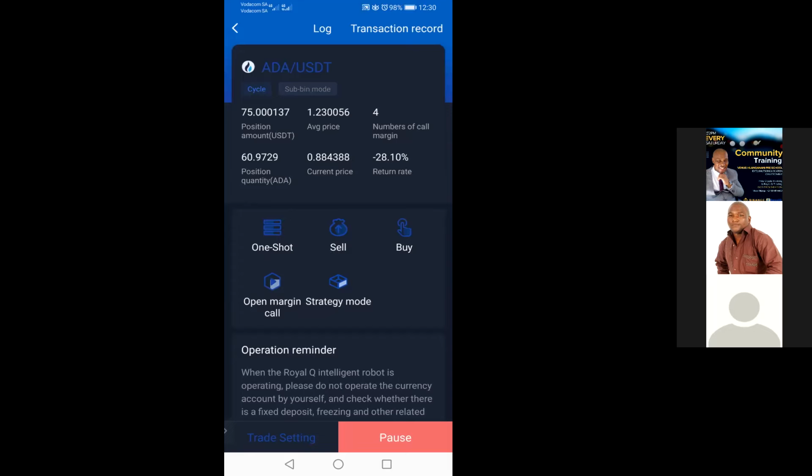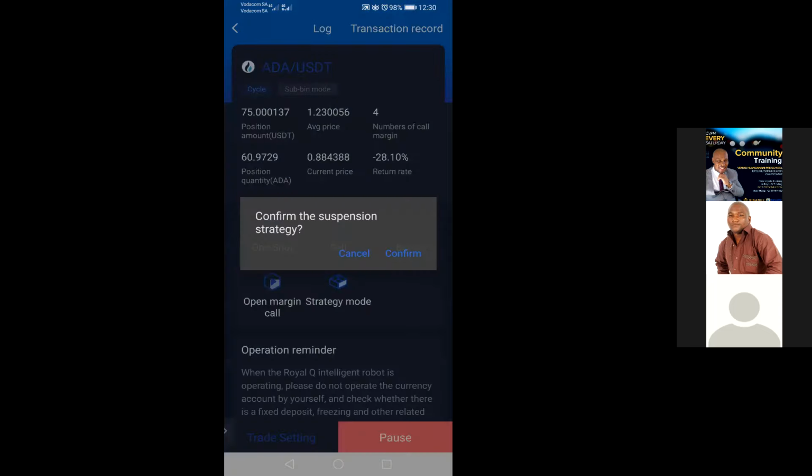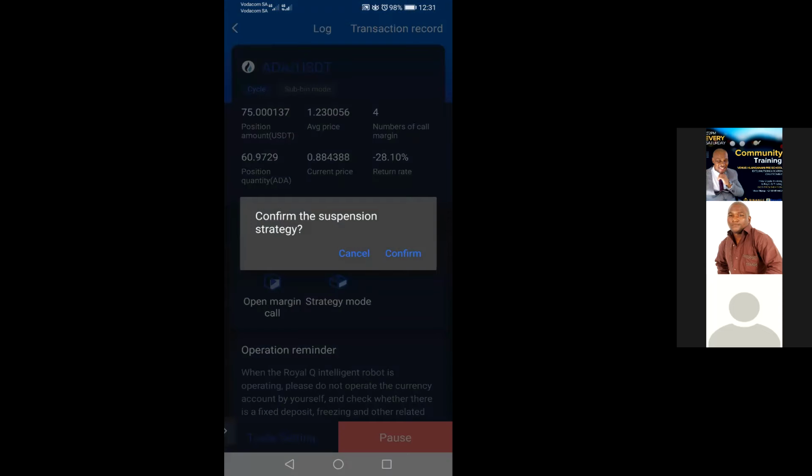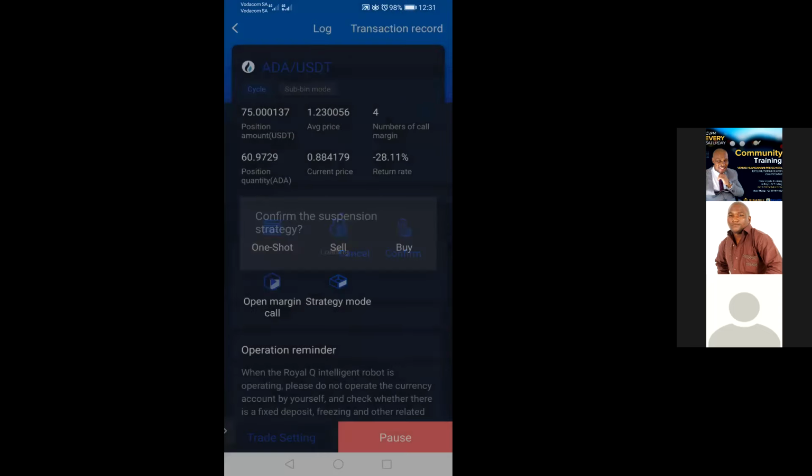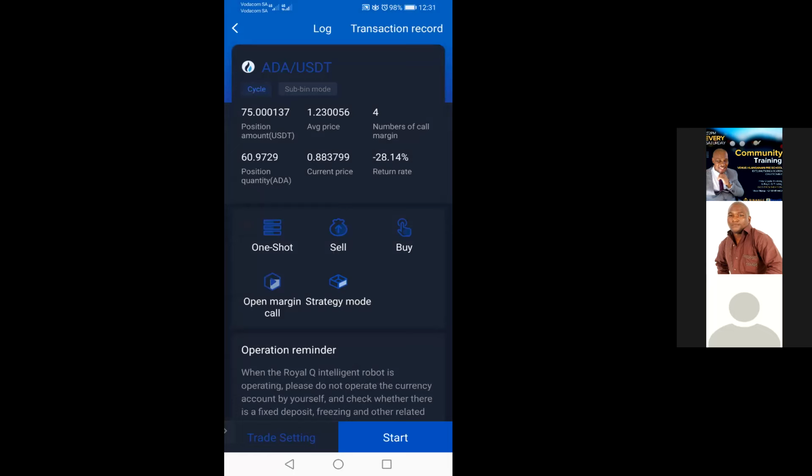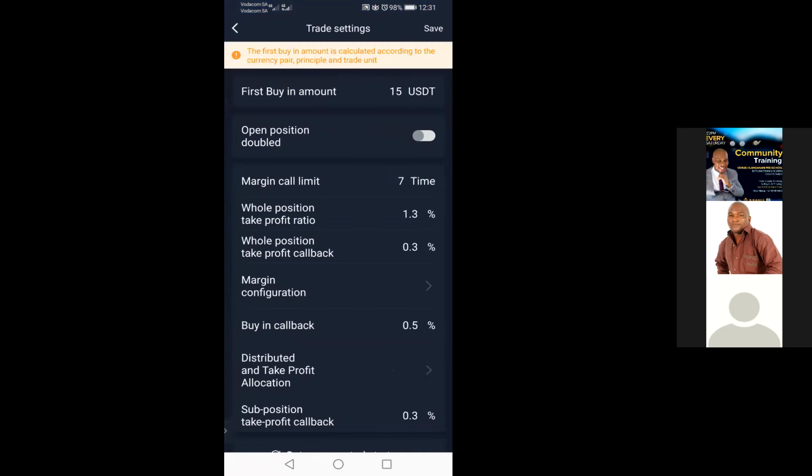So we go to, you can pause. It's a good practice. Because if we don't pause, immediately when you confirm on the other side, the robot will start trading. Oh, okay. So now at the bottom left, you click trade setting. And then where there's 7, we put our 15.